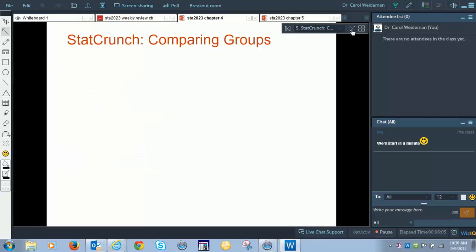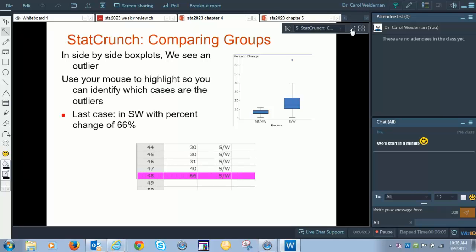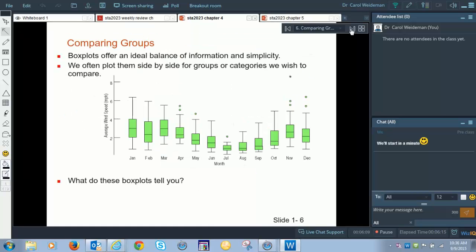And again, this slide just shows you about identifying the outliers, which we just did. And again, you can find the one outlier. So notice when you separate them by region, suddenly there's only a single outlier. There's not two outliers.